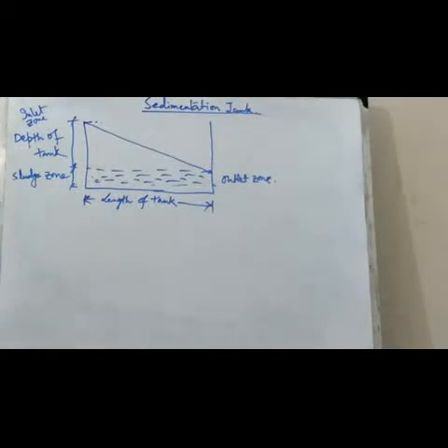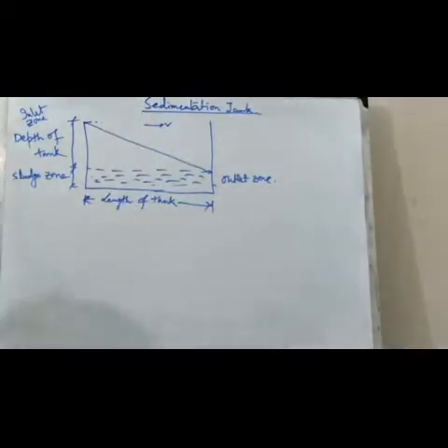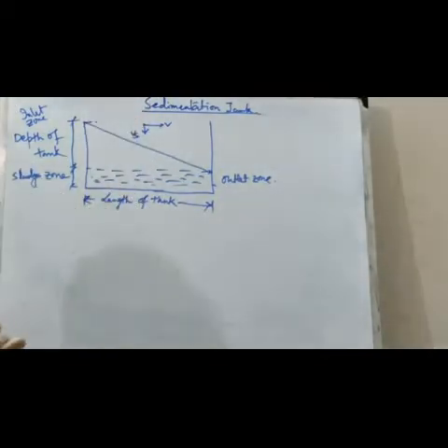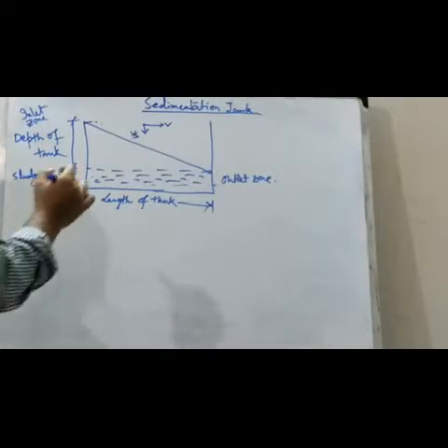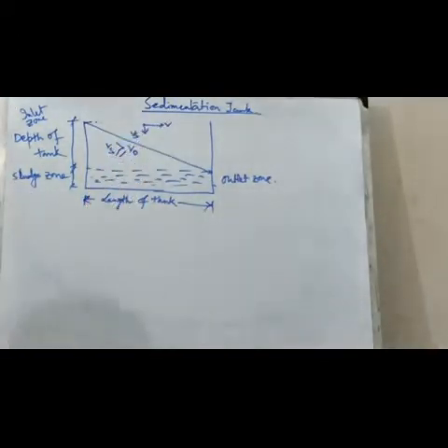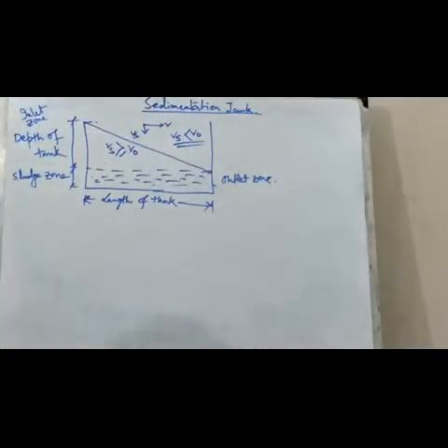Now, if there is a particle moving in this direction, the velocity is like this, that is v, and the settling velocity is vs. For this criterion, vs should be greater than or equal to v0 for removal of the particle, and for this portion vs is less than v0, that means there is no removal. So inside the triangle the particle should be removed.